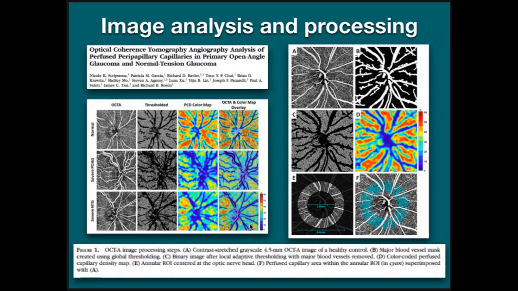The authors of the paper had to take the raw image, produce a mask to remove the major blood vessels, normalize the data instead of grayscale to have it binary, and then use a different software to analyze capillary density to produce those color maps. So at the moment, there's no unit that can actually do that, and it probably takes a team of computer scientists and technicians to produce each of those images. In time, that'll happen. The OCT software will be able to produce those for you, but at the moment, it does not exist.